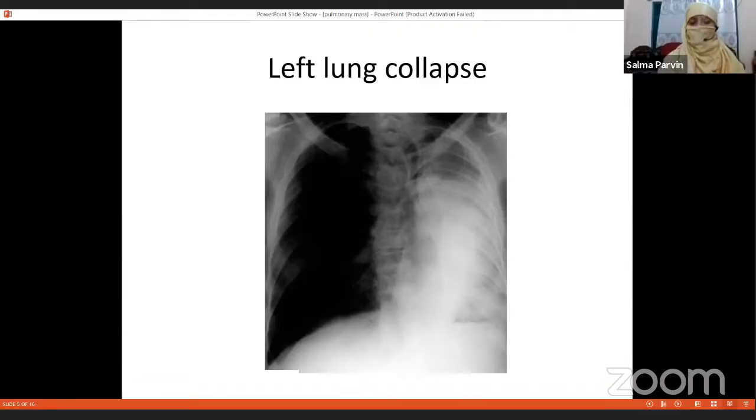a patient with respiratory distress and the patient would be total lung collapse. So this is a scenario. This is another case.